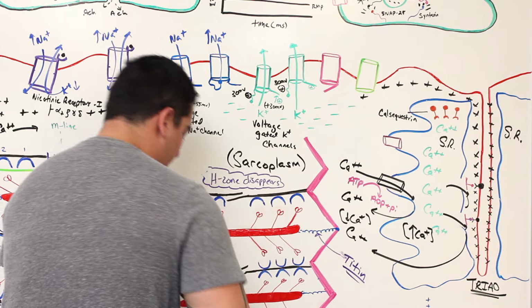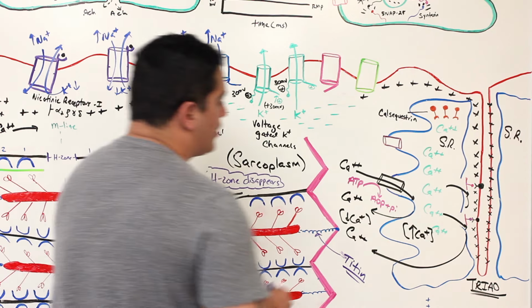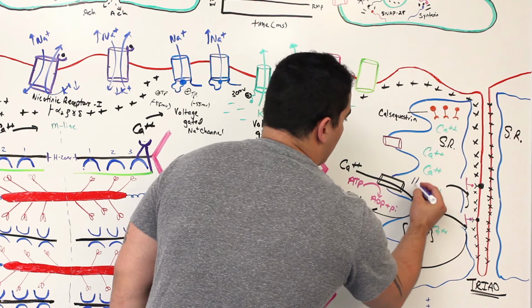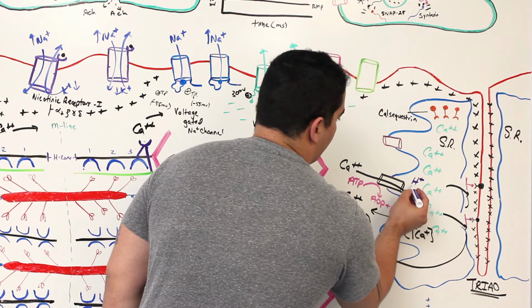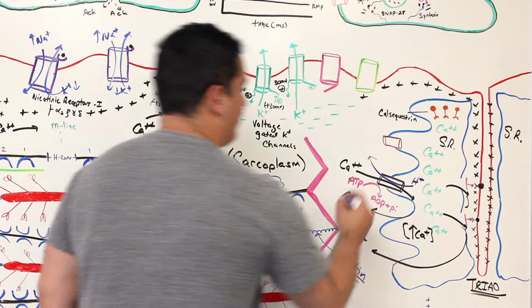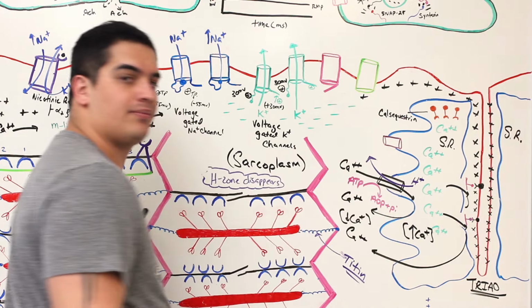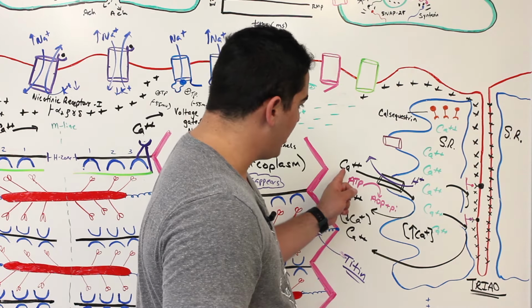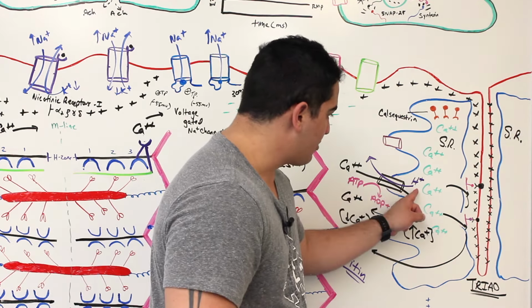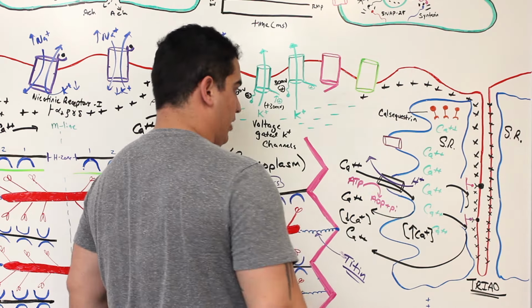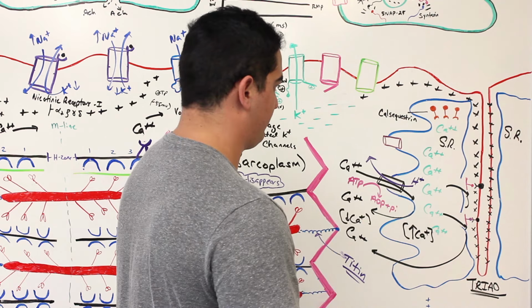Now, here's another thing. This transporter not only transports calcium in, but guess what else it can do? It can transport protons out into the sarcoplasm. That's one thing that can happen, okay? So one thing that can happen is we're transporting calcium in and transporting protons out, okay? And utilizing ATP. But that's not the only way we can do it.